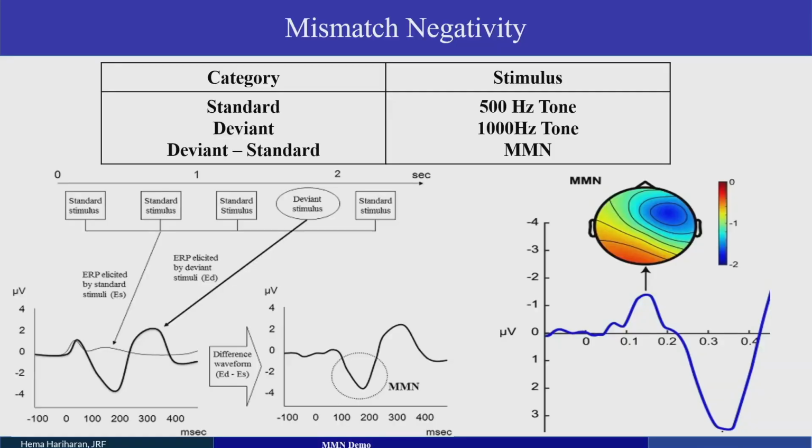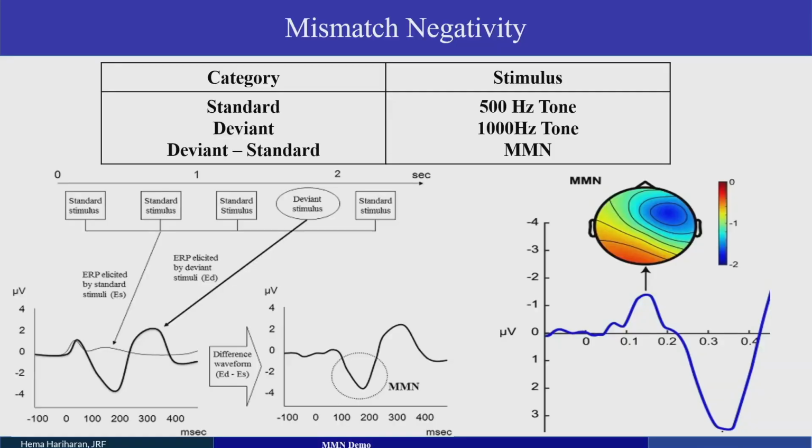Mainly the MMN is obtained in the right frontal part of the brain. For example, I'll show you in the next picture. This blue part over here is the place where the MMN response is maximum, because this is where the primary and non-primary auditory cortex are present in this part of the brain. So in this place only the MMN is obtained.